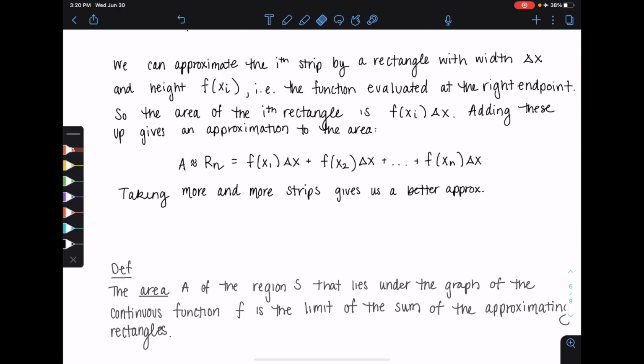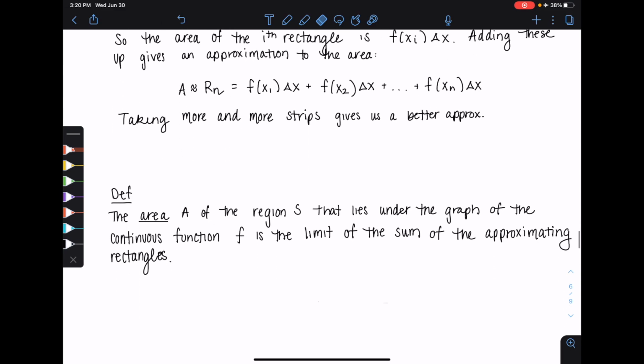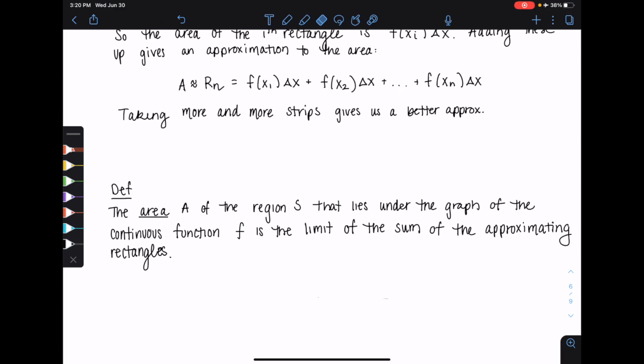So this leads to our formal definition of area. The area A of the region S that lies under the graph of a continuous function is the limit of the sum of the approximating rectangles. So what that means is we're letting the number of rectangles we take approach infinity. So my true area is the limit as n goes to infinity of Rn.